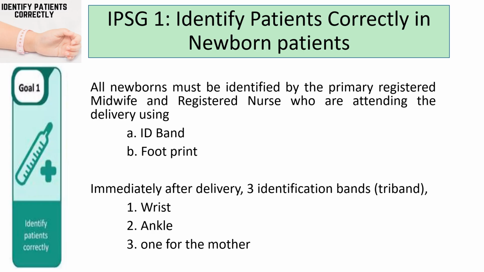All newborns must be identified by the primary registered midwife and registered nurse who are attending the delivery using ID band and footprint. Immediately after delivery, 3 identification bands, tri-band, are to be placed: 2 on newborn's wrist and ankle and 1 for the mother.